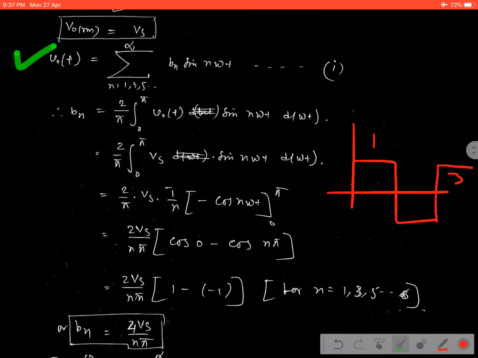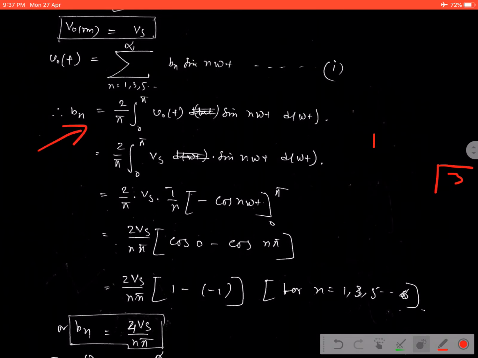So this is the expression where we can determine the coefficient Bn. That is, Bn equal to 2 by pi integration of 0 to pi V0t sine n omega t d omega t. Simple, the calculation process is given here, that is 2 by pi integrating 0 to pi Vs sine n omega t d omega t. Then after simplification, we know the integration of sine n omega t is minus cos n omega t, and integrating, that will give you 1 by n.